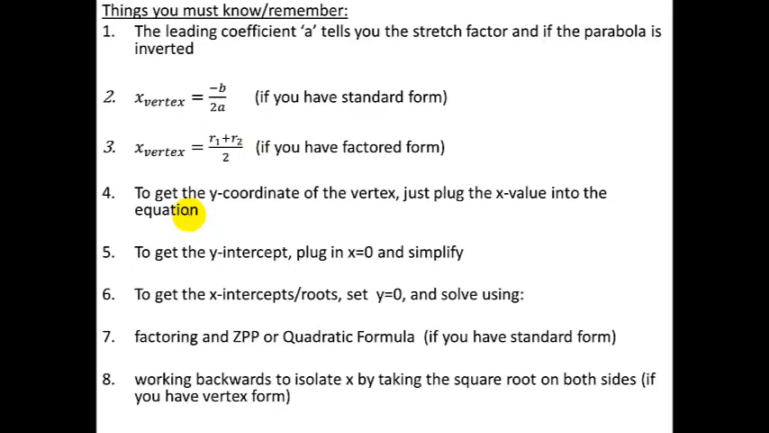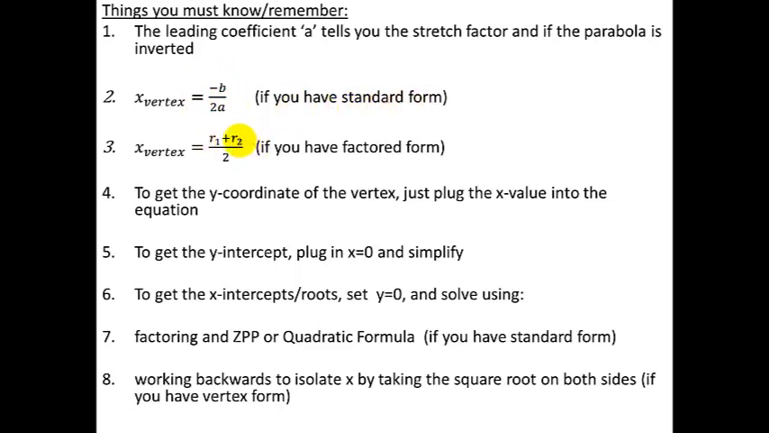Okay, and I've put together kind of a list here of general things that we've covered that are important to remember. These are important little tidbits that you can use to be more successful. First one, leading coefficient, the a value in any of the three forms. It tells you both the stretch factor and if the parabola is inverted or flipped upside down. To get the vertex, you need to know the two tricks. The first trick is -b over 2a. That's useful if you started in standard form.